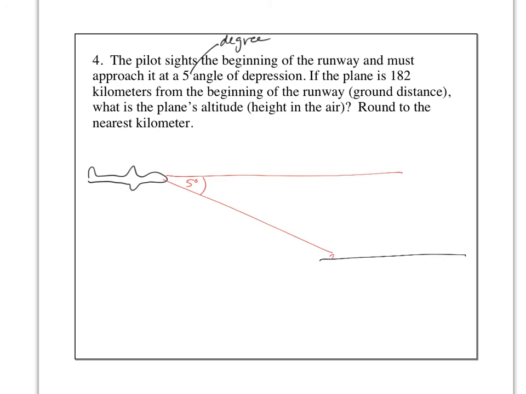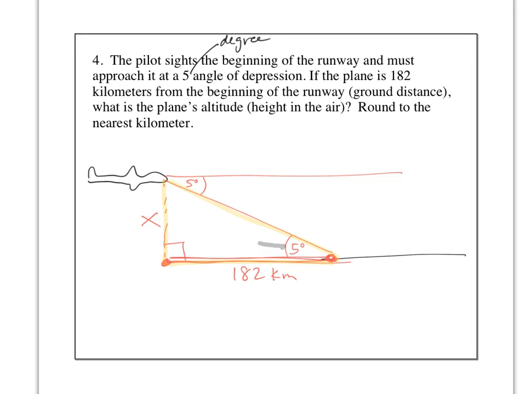Okay, so what that means is from here to here, on the ground, that ground distance is 182 kilometers. And we want to figure out what is the plane's altitude or height in the air. So let's say we have to find that altitude or height. Cool, there's our picture. So bring that 5 degrees down, use alternate interior angles. This will also be 5 degrees. Now you have your triangle. So if I draw it in yellow here, this is the triangle we're going to work with.